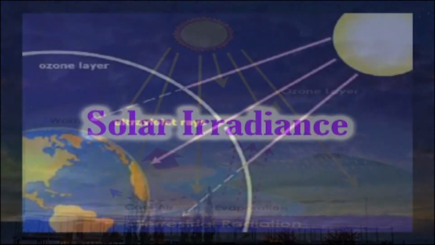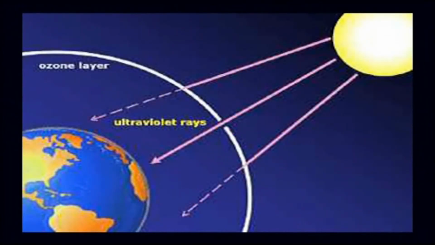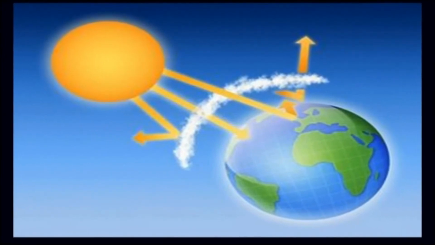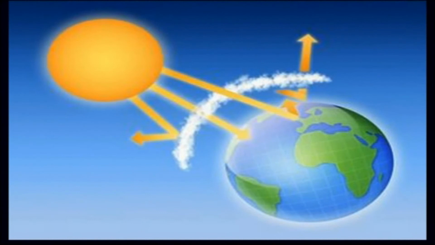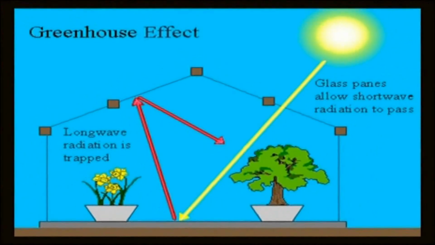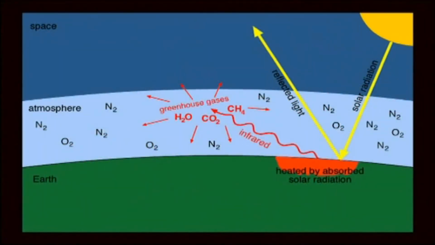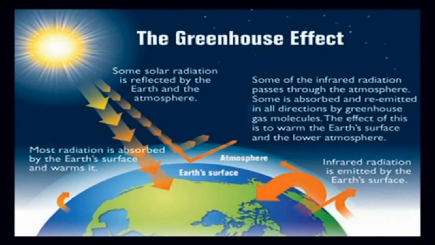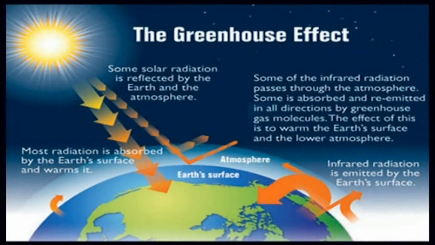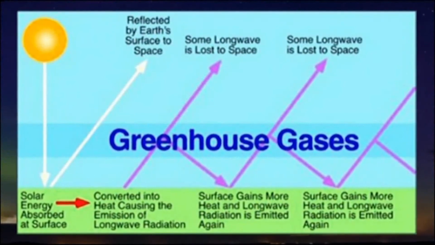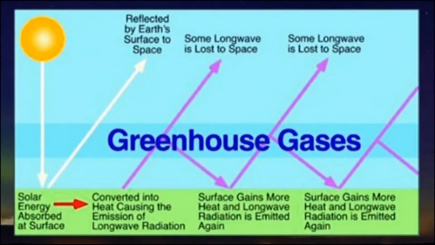Solar irradiance. It's reasonable to assume that changes in the sun's energy output would cause the climate to change, since the sun is the fundamental source of energy that drives our climate system. If the warming were caused by a more active sun, we would expect warmer temperatures in all layers of the atmosphere. Instead, we see a cooling in the upper atmosphere and warming at the surface and in the lower parts of the atmosphere. That is because greenhouse gases are trapping heat in the lower atmosphere.